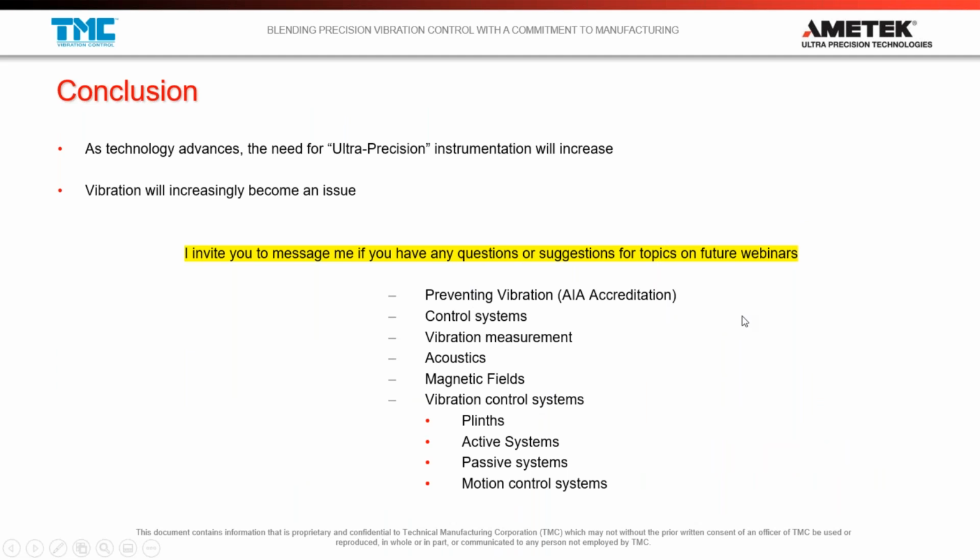So we're almost at the end of the presentation, and I'd just like to conclude with a statement that as technology advances, the need for ultra-precision instrumentation will also increase. And vibration, as a result, will also become an issue. So it's important to think about your floor vibration sources, to measure it, to characterize it, and choose the right mitigation systems to help you achieve what you're trying to achieve with your ultra precision instrument. We're going to open it up to questions now.